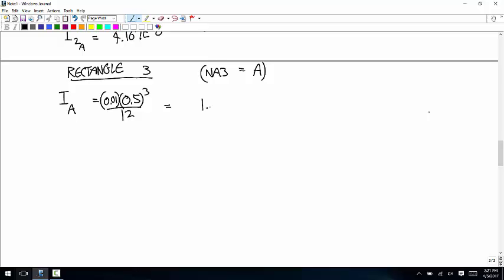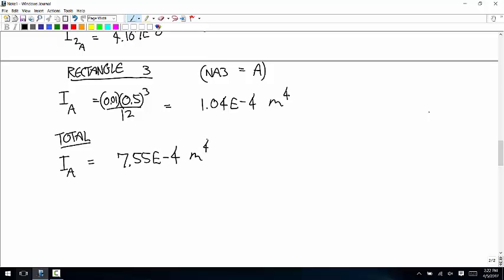Okay, 1.04, I'll just call it that, times 10 to the minus 4 meters cubed. And so the total is 6.5 plus 1.04, so 7.55 times 10 to the minus 4 meters to the fourth.